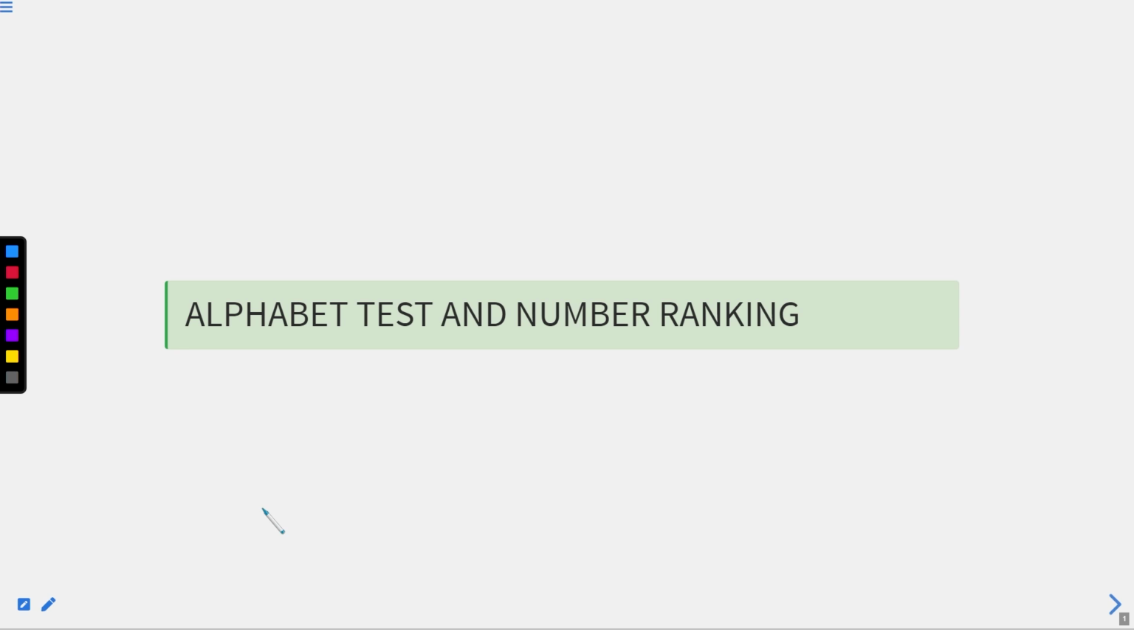Today we are starting with a new chapter named Alphabet, Test and Number Ranking. As the name suggests, in this chapter we are going to deal with the questions which are related to alphabets as well as numbers. Here in this chapter, I will start discussing questions and explaining concepts related to it. So here we are going with the chapter.